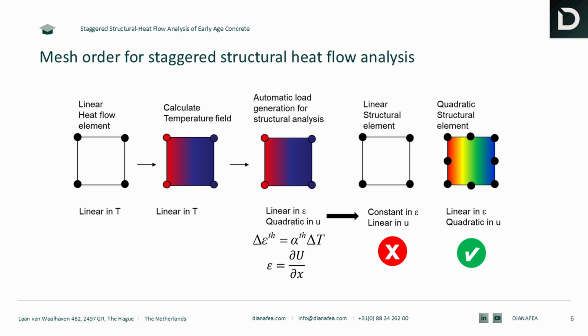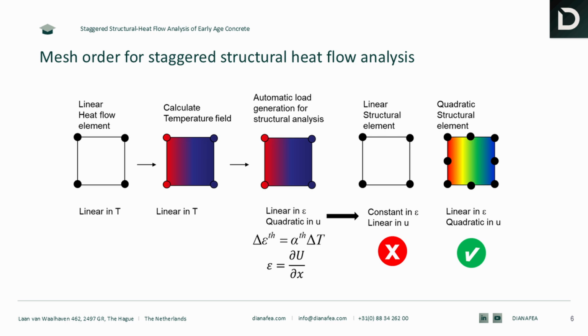Before we move to the demo, I would like to inform you that it is very important to choose a correct mesh order for staggered structural heat flow analysis. The reason is listed in this slide. If you have linear heat flow elements, then the temperature will be linear in the element as well as the calculated temperature field. And then this calculated temperature field will automatically generate a load for the structural analysis.